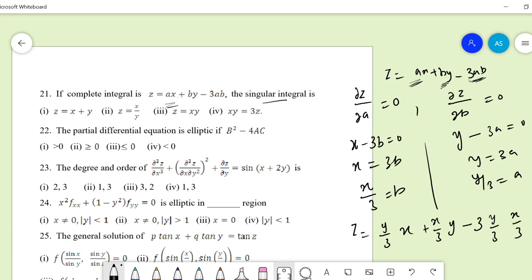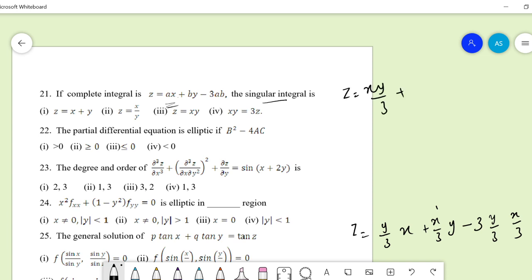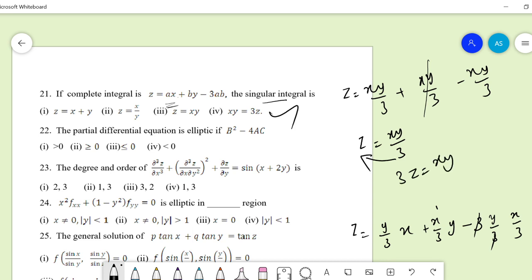So simplify further. Xy by 3 plus xy by 3, minus xy by 3, xy by 3 and xy by 3 get cancelled, so that is equal to xy divided by 3. So when we do cross multiplication, 3z equals x into y. So this is our answer.